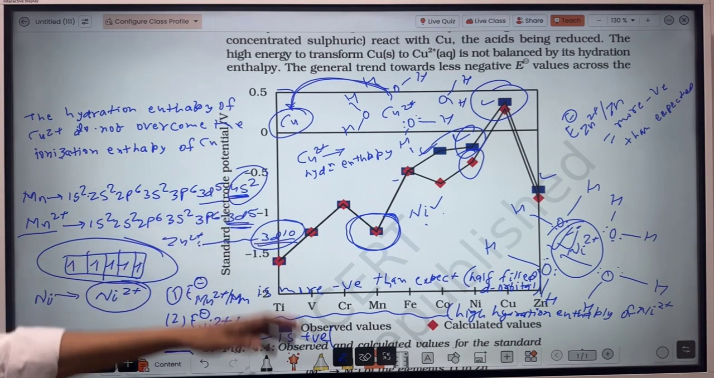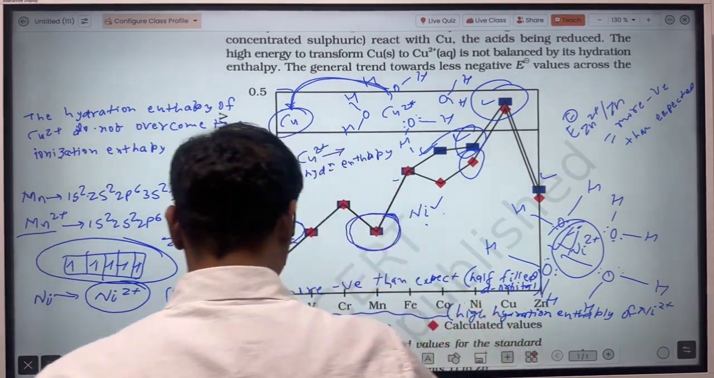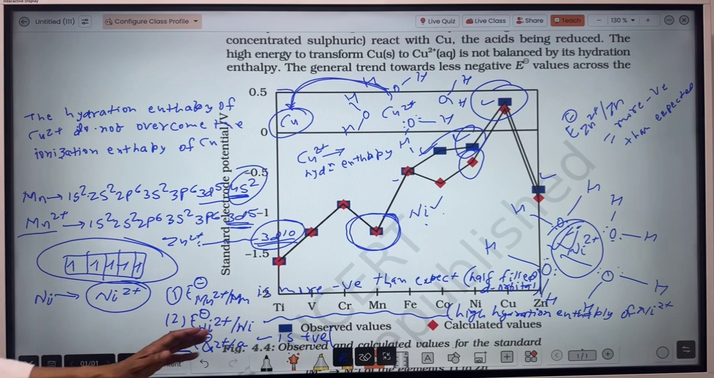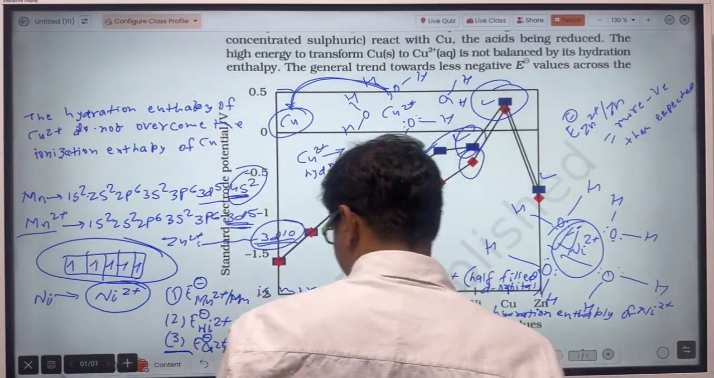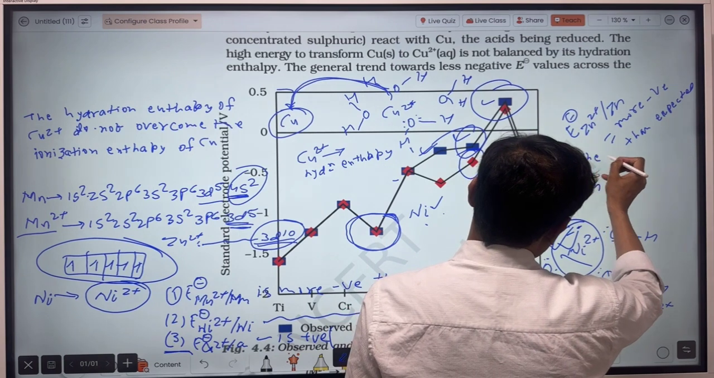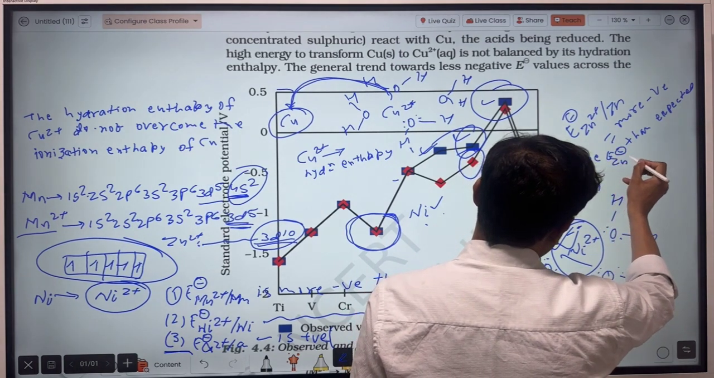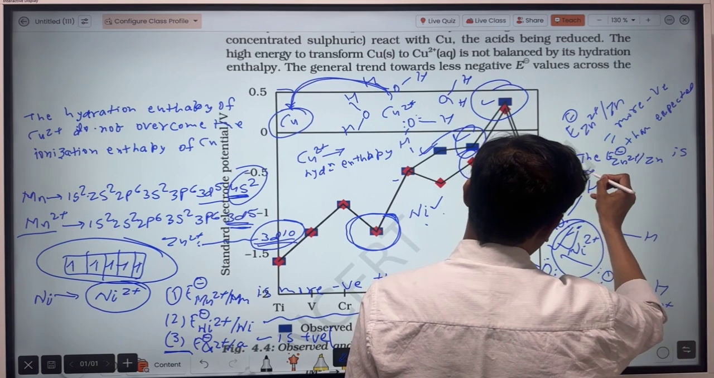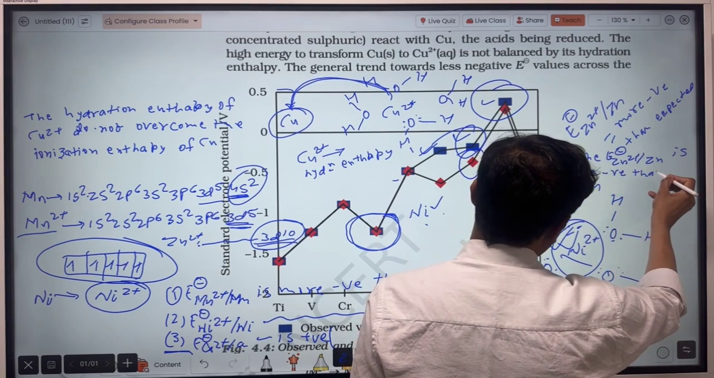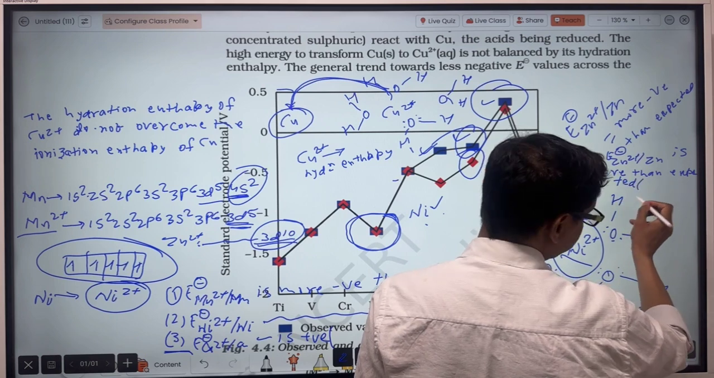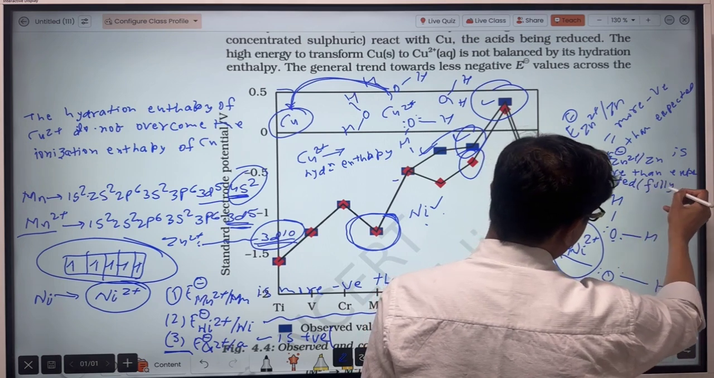Now let's see about zinc. The fourth exceptional case is the standard electrode potential of zinc, Zn2+/Zn, which is more negative than expected. And what's the reason here? Fully filled d orbital.